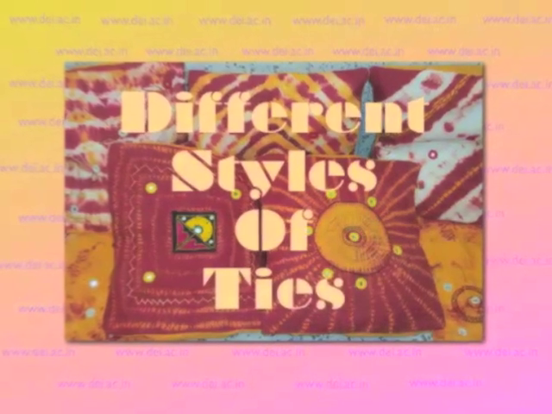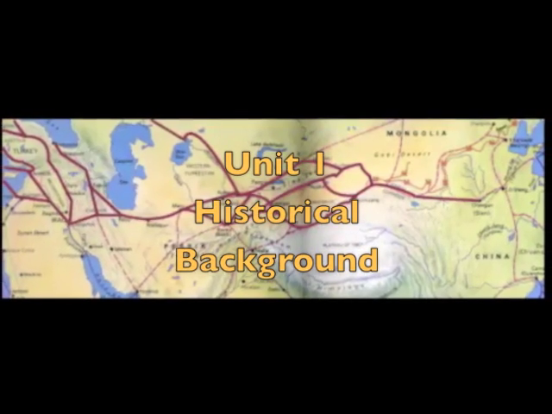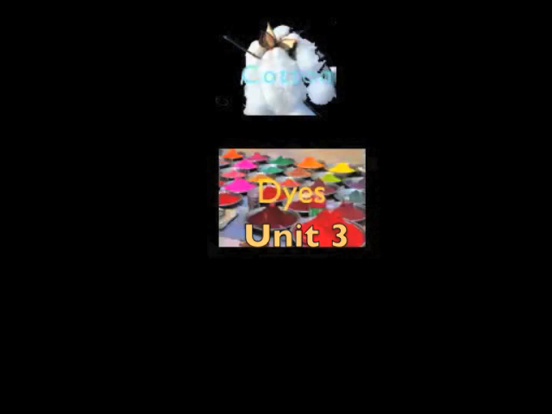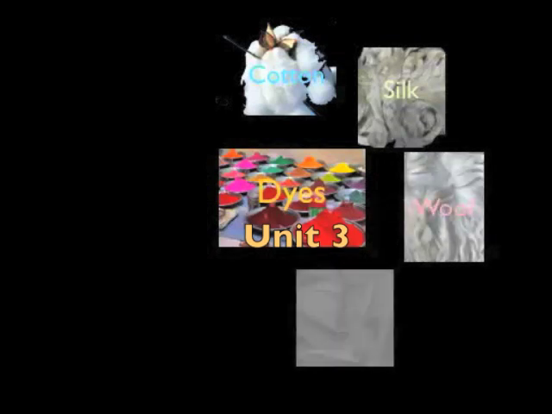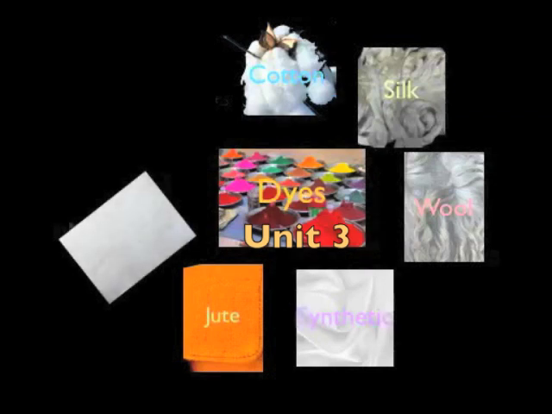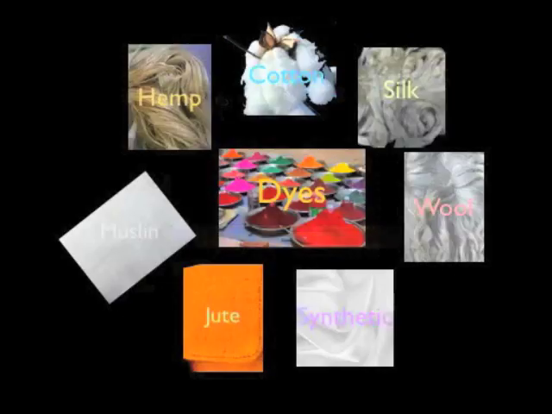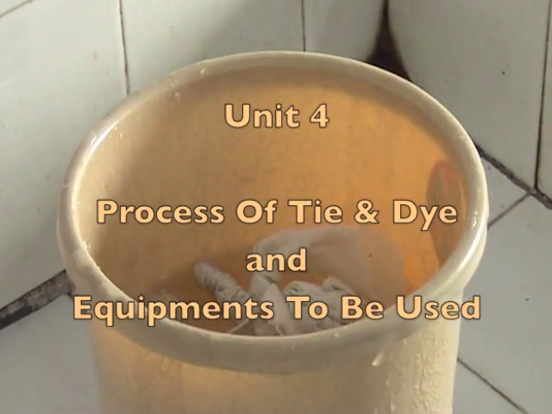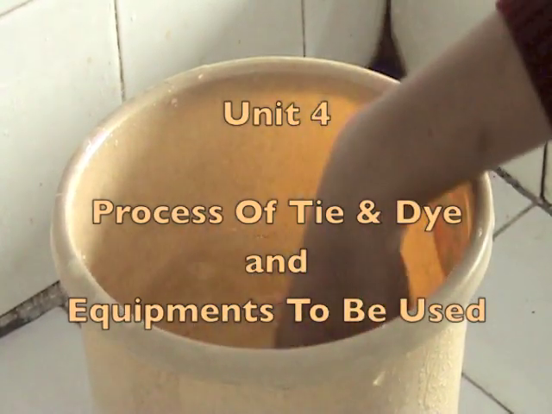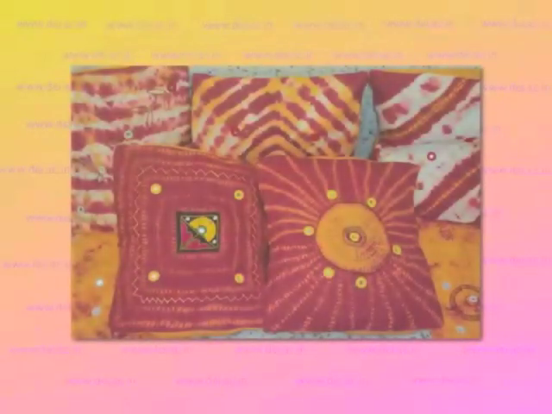In the previous units, we learned about the historical background, colored perspective of tie and dye. After learning in brief about different dyes and materials required for tie and dye, we had also learnt about the process of tie and dye. In this unit, we will be learning about different methods of tying the fabric.